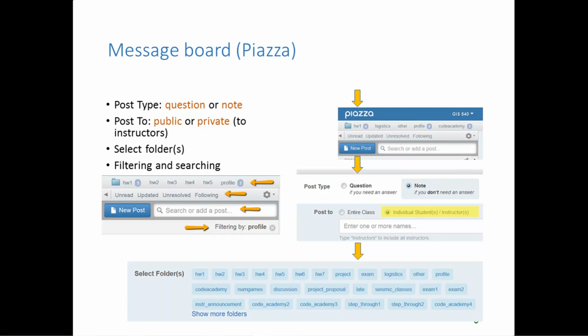Piazza is an independent platform outside of Moodle, which has some really great organizational and filtering features that are not available in the Moodle forums. When you start a new post, notice that you need to select the post type, question, or note. That way they won't be flagged as something that needs to be answered. You also need to select who can see the messages. So under Post To, select entire class or individual students / instructors.